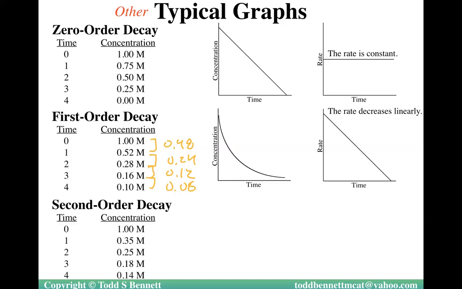Second order decay, I want to go ahead and look at this again. Notice that's a 0.65 change. That's massive. But notice this one is 0.10. This one is 0.07. So it decreases, but decreases much more drastically. So this drops very fast at first.